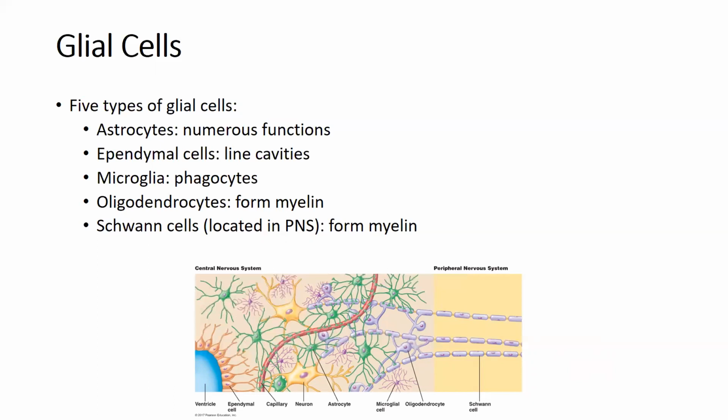Microglial cells are phagocytic cells, and phagocytic means that they can engulf particles, they can engulf different structures or particles that are found among neurons. We'll talk about those in a bit. And then Schwann cells and oligodendrocytes are forming myelin, as we just mentioned.